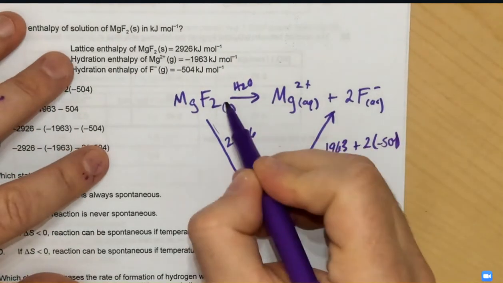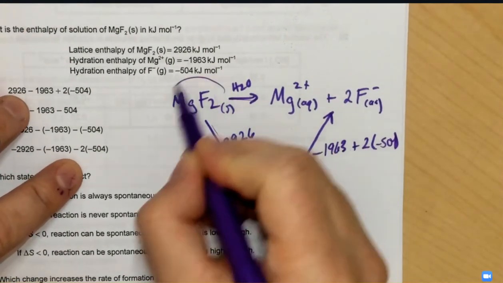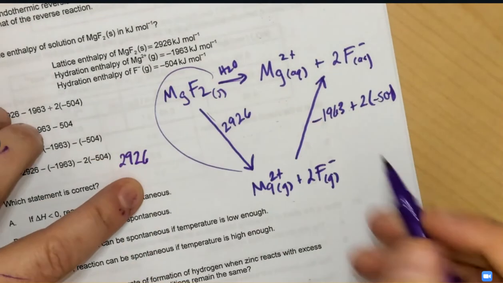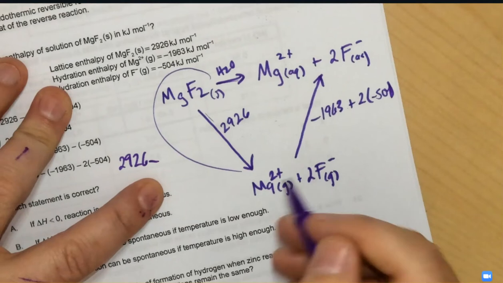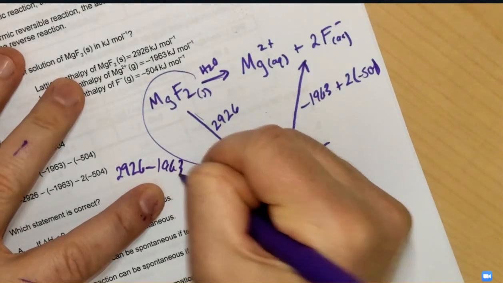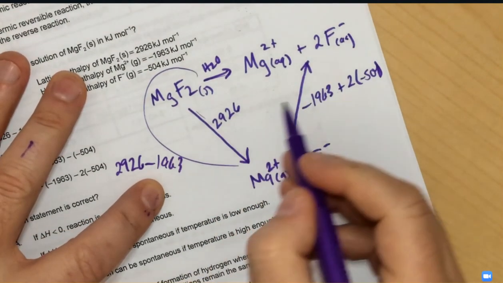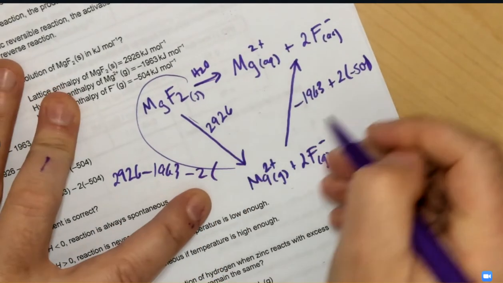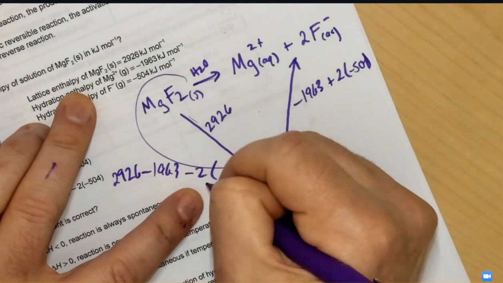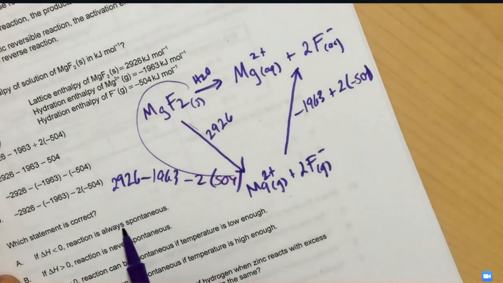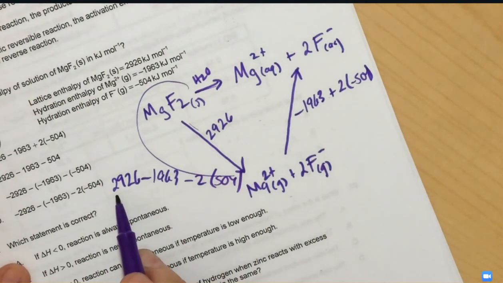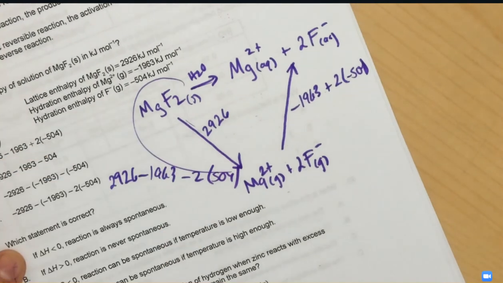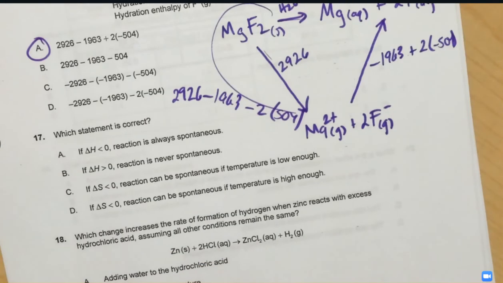So when we're calculating this arrow, we're going to go around. So it's going to be 2926 minus 1963, minus, even though we're going with the arrow, we're adding, but it's a negative value, so we're subtracting, minus 2 times 504, so choice A matches. All right, which statement is correct?